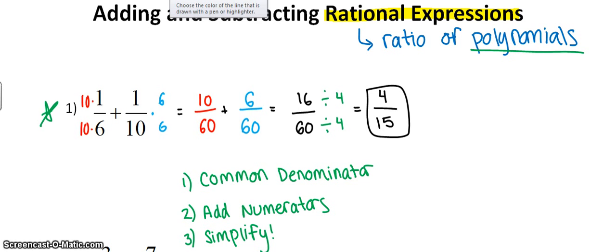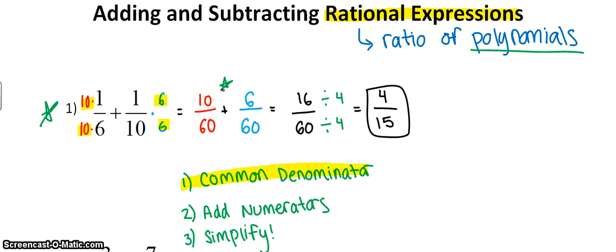So the very first thing you need to do when you are adding or subtracting fractions is always find a common denominator. So for example, in this problem, the smallest thing 6 and 10 have in common is 60. So you have to multiply 1/6 by 10 and 1/10 by 6, which brings me to this step here.